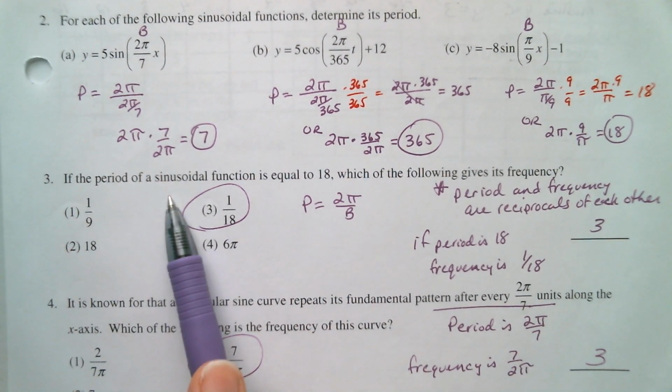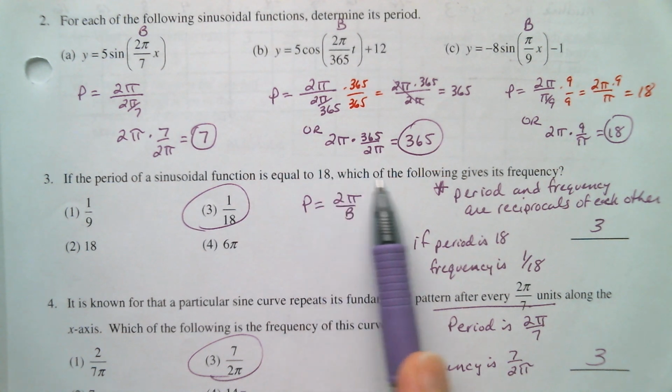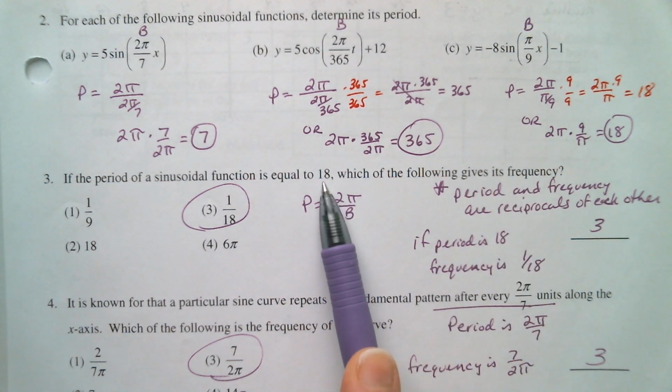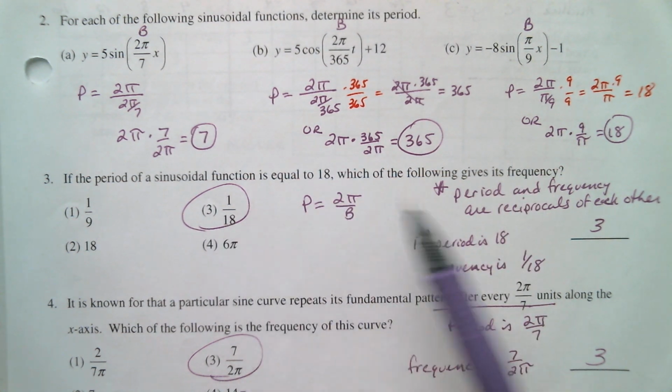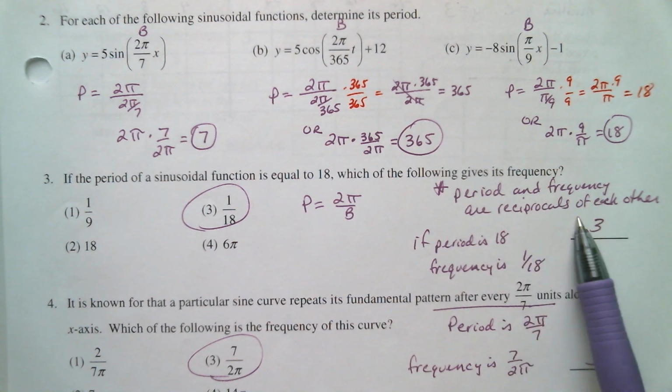If the period of a sinusoidal function is 18, the frequency has to be its reciprocal, 1/18. Right? Period and frequency are reciprocals of each other.